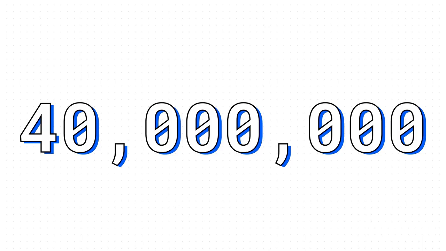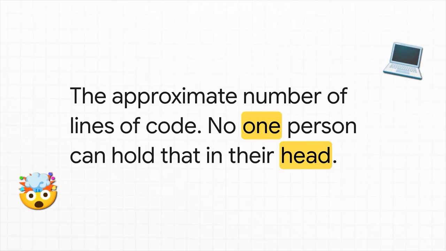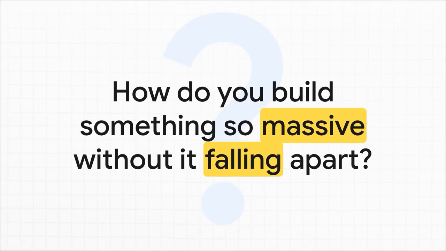Okay, so to kick things off, I want you to just look at this number, 40 million. Let that sink in for a second. What on earth could that be? Well, that is roughly the number of lines of code you'd find in a single program that many of us use every day, something like Microsoft Office. And there's just no way any single person could hold all of that in their head at one time. It's impossible.